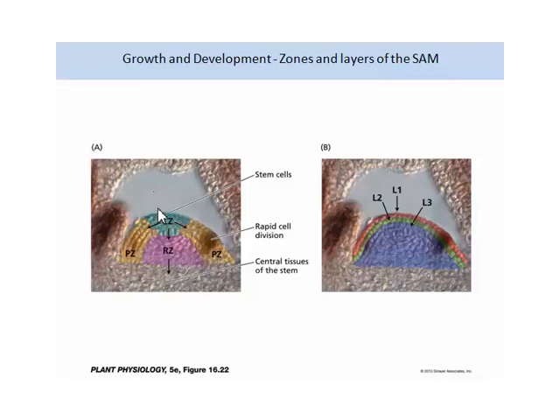As we described in the previous slide, you have the central zone, where the cluster of infrequently dividing cells occurs. The peripheral zones, either side of the central zone, and the rib zone. These cells give rise to internal tissues of the stem.